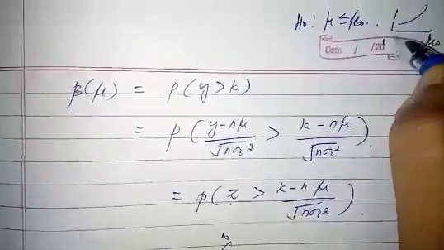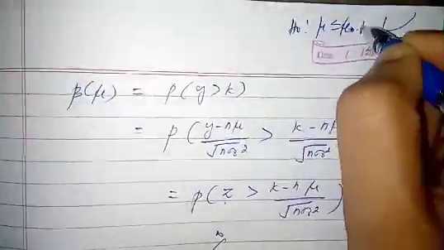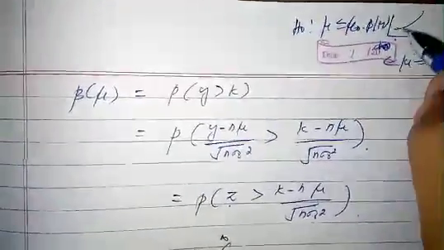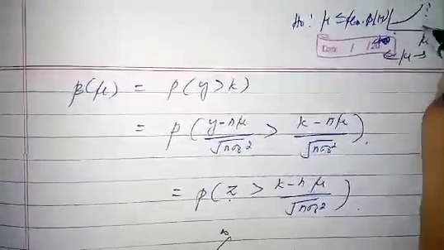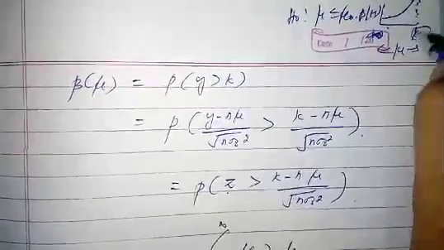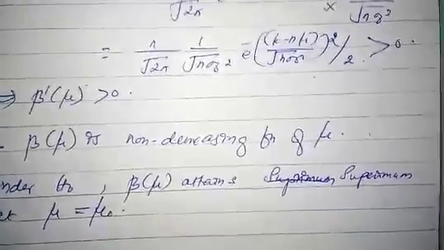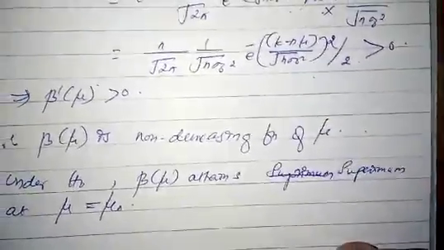Here, 0 or infinity. This is the mu value, and this is the beta of mu value, so it's an increasing function. Then beta of mu attains its supremum, the maximum, at mu equal to mu naught, right? That is, under H naught, beta of mu attains its supremum at mu equal to mu naught, right?